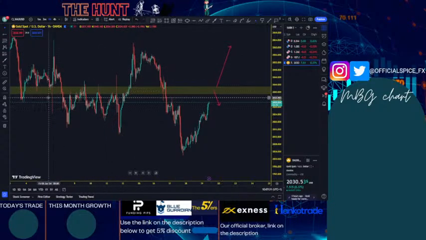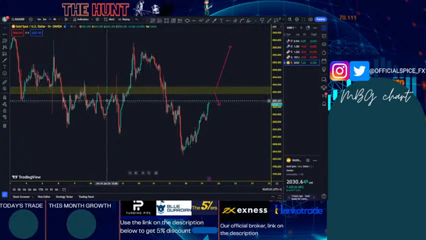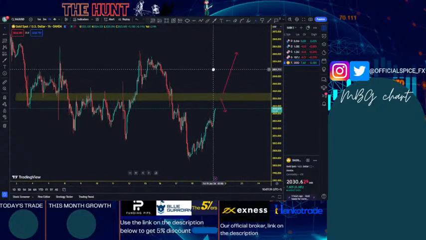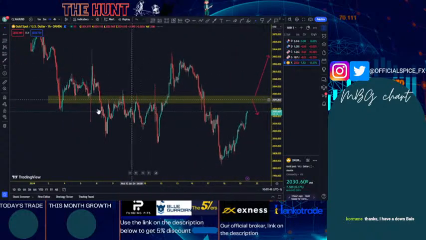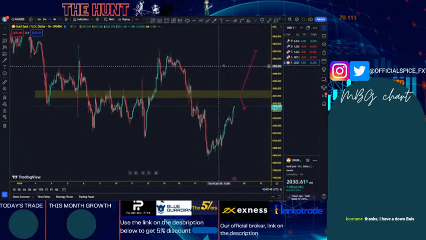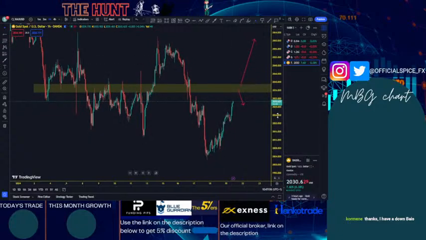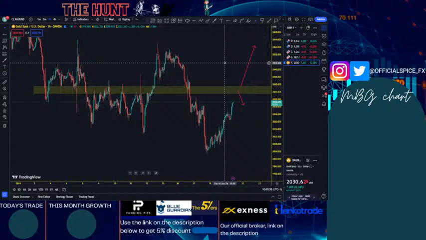This is a very strong level. If I had it on the pairs that I trade, I'll definitely be waiting at this point here, but I don't trade it. There's a couple of reasons why I don't trade gold. I think it's because of wicks. Gold wicks a lot, too much wicks. When I was trying to backtest gold, I've tried to backtest gold before, but it was just wicking me out. So that's the reason why I stopped trading gold.